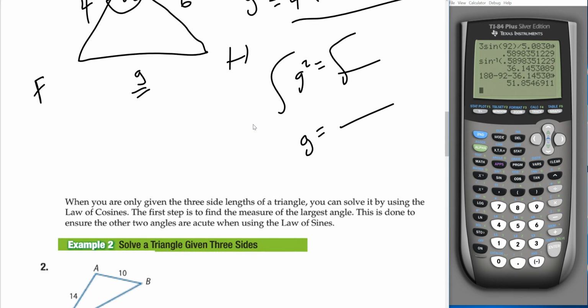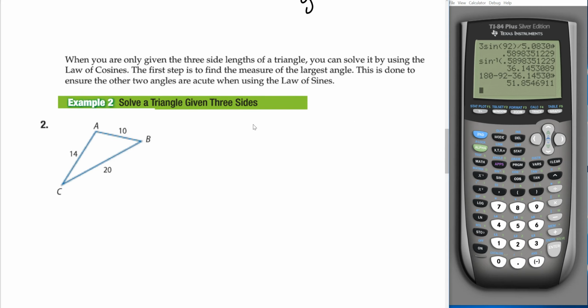Let's go on to the next type. And this goes right here. Solve a triangle given three different sides. So if you notice on this one, you have all three sides, you have no angles. Now there's a special rule that comes with this. If you have all sides, the special rule is find the largest angle first.